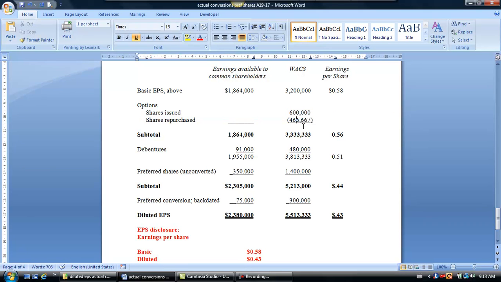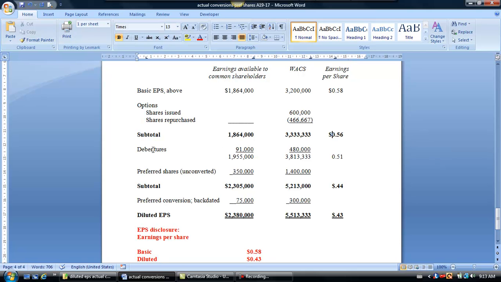Subtract from that the number I'd repurchase to give me an additional 133,333, which when added to this will give me 3,333,333 weighted average common shares. Remember, we said options have no effect on the numerator. They have no EPS impact. So now I've got a subtotal of 56 cents a share, which I'm okay with because it is less than my EPS, right? My basic.